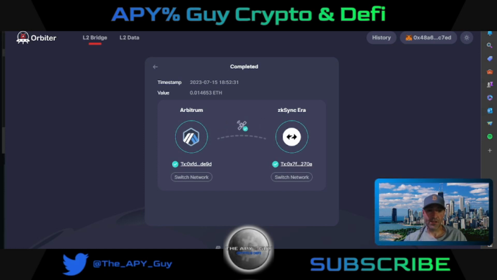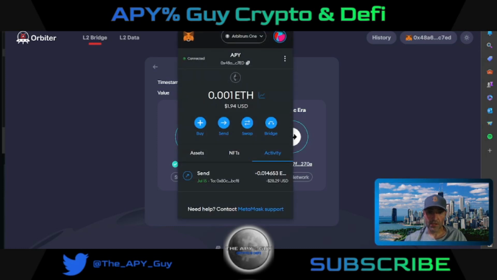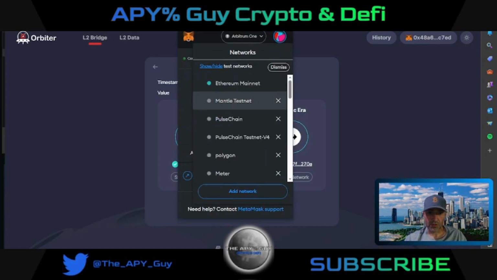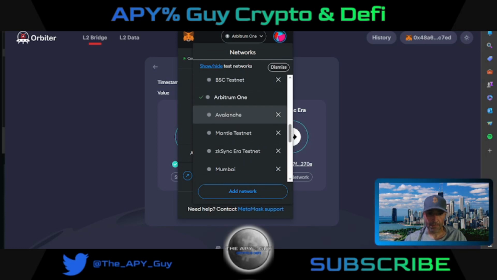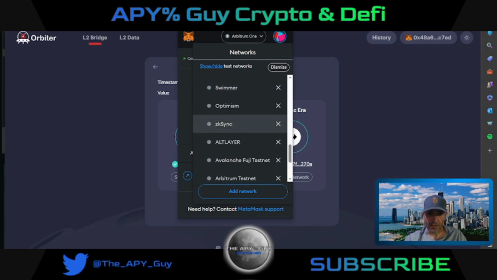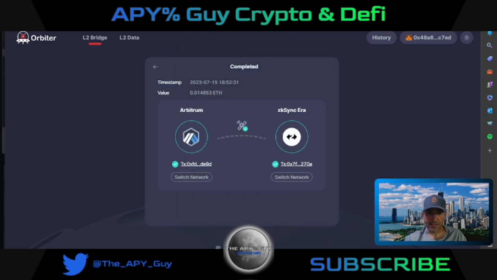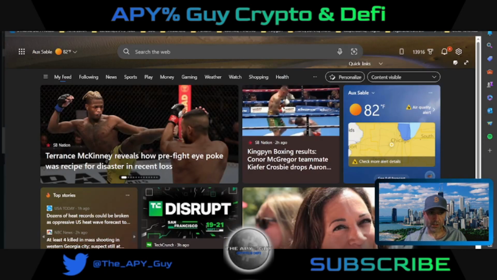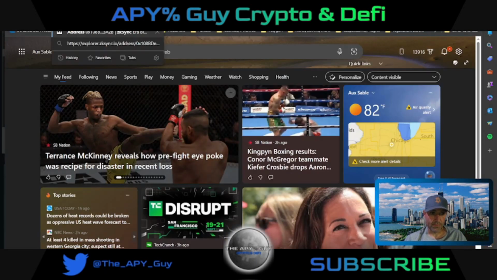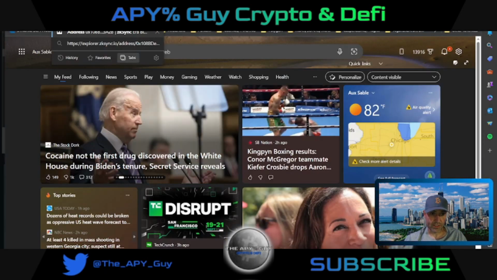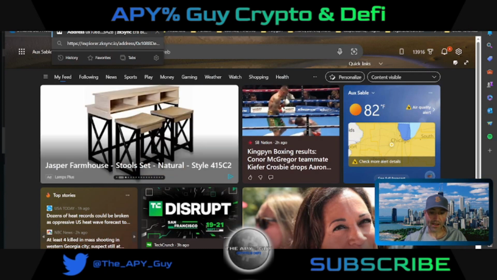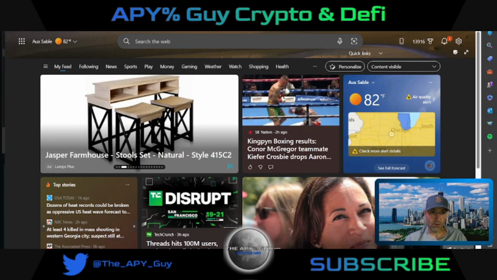Okay, the transaction has gone through. So the next thing you want to do is go to your MetaMask. You want to switch your network to ZkSync. And you want to make sure that your Ethereum went over there, which it did. The next thing that we want to do is go to the Explorer. So it's explorer.zksync.io. And you want to go here.